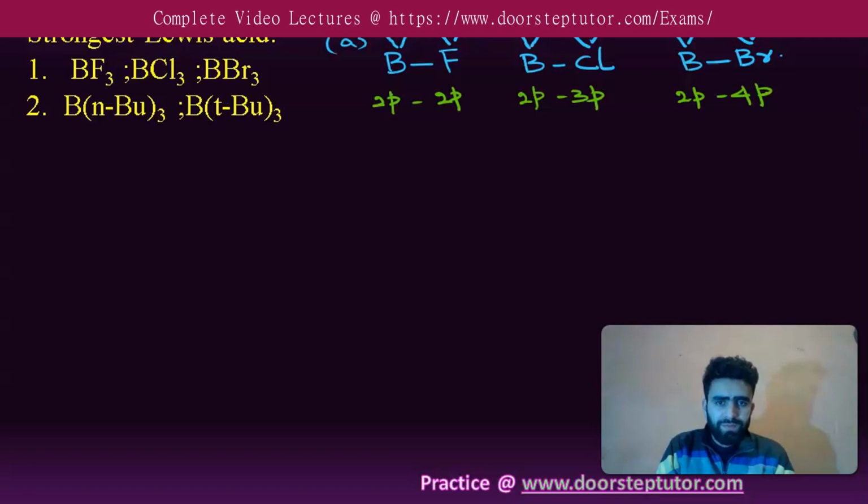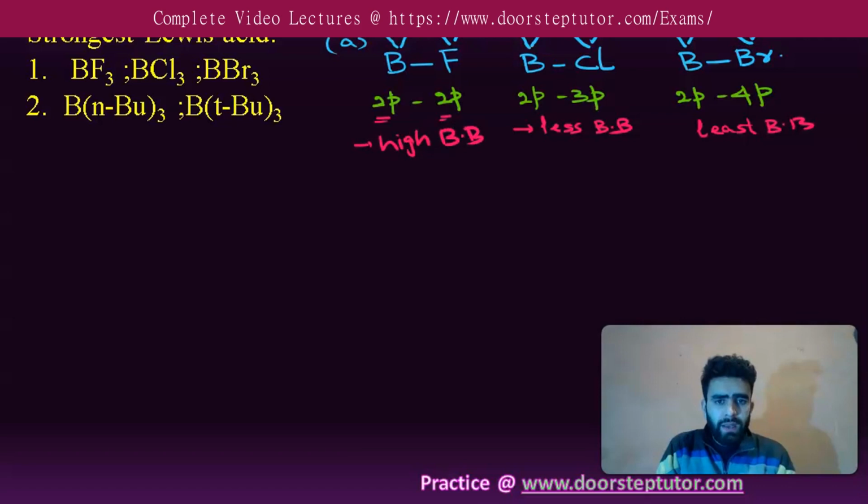As we know, because of the similar size of 2p and 2p, the back bonding will be highest. Because of 2p and 3p interaction, it will have less back bonding, and here the back bonding will be least. This will have high back bonding.